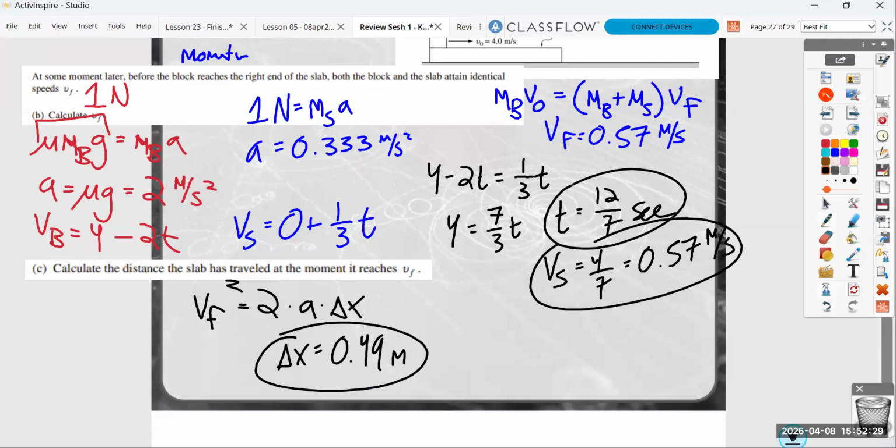Yeah. If you use 9.8, I think you get exactly half a meter, which is kind of fun. But it's important, by the way, you do need to figure out the distance the slab travels. The block travels further than the slab because it starts out at one end of the slab and then moves. It actually moves a little farther than the slab does. So you can't treat that.